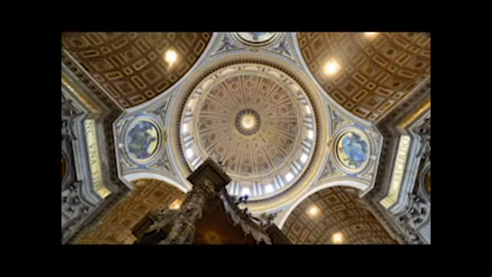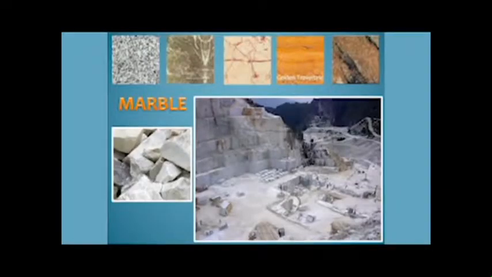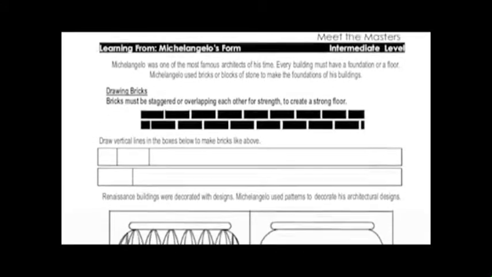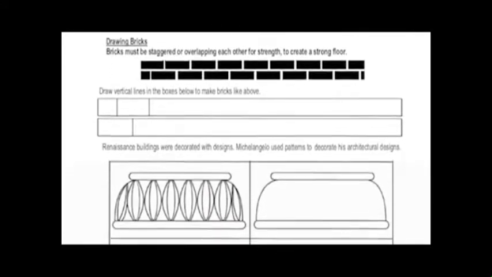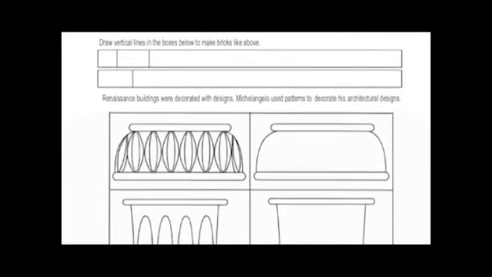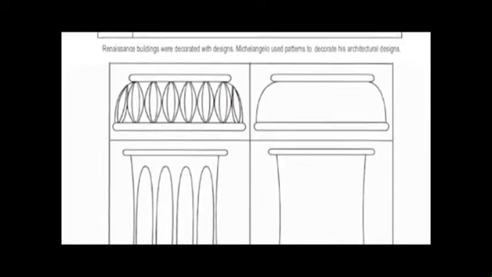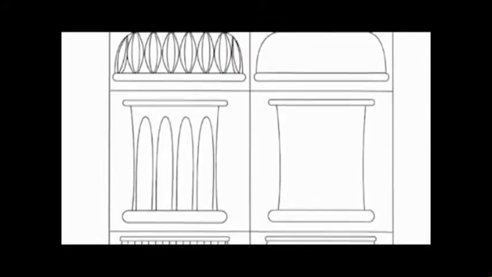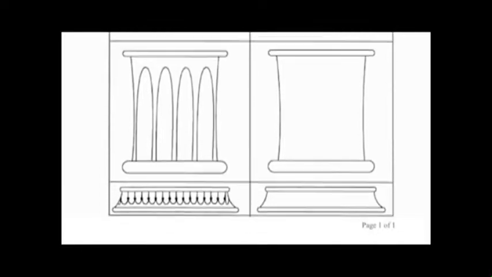Our Meet the Masters artists will be introduced to all aspects of Michelangelo's genius as a painter, sculptor, and architect. Their art activity will focus on designing a Renaissance building, including marbling their own building material in a creative manner. The Learning From pages feature Michelangelo's architectural skills. The drawing practice involving foundations and patterns will prepare the students to be more successful in their art activity.